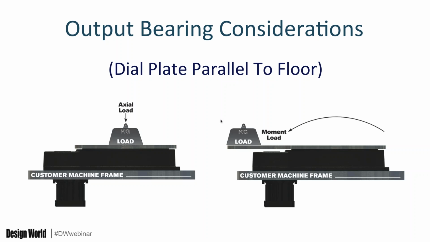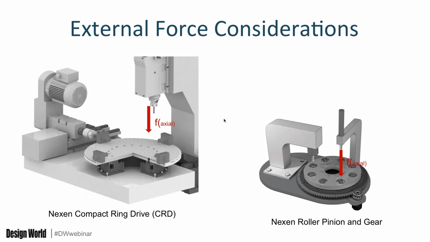The dial plate, of course, is on top where the load is. So you can see in the illustration the axial load on the left, where the load is indicated in kilograms. And over at the right, you can see that this load in kilograms is moved over to the edge of the dial plate. Now, if you don't have a balancing situation opposite that, you will see that there is a moment load that needs to be considered, because now you have a load out at the edge and it is not balanced. So the bearing construction is always a very critical part of any indexer application.